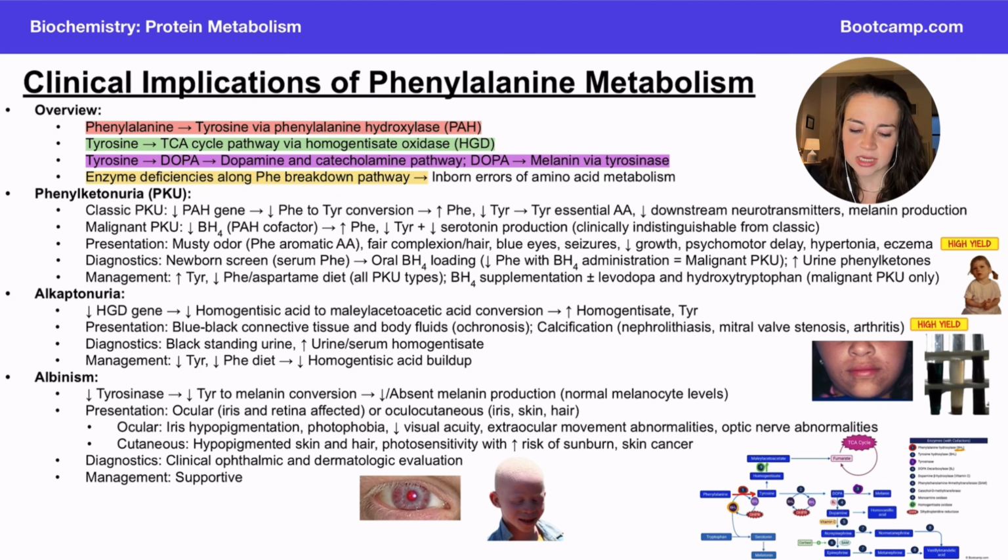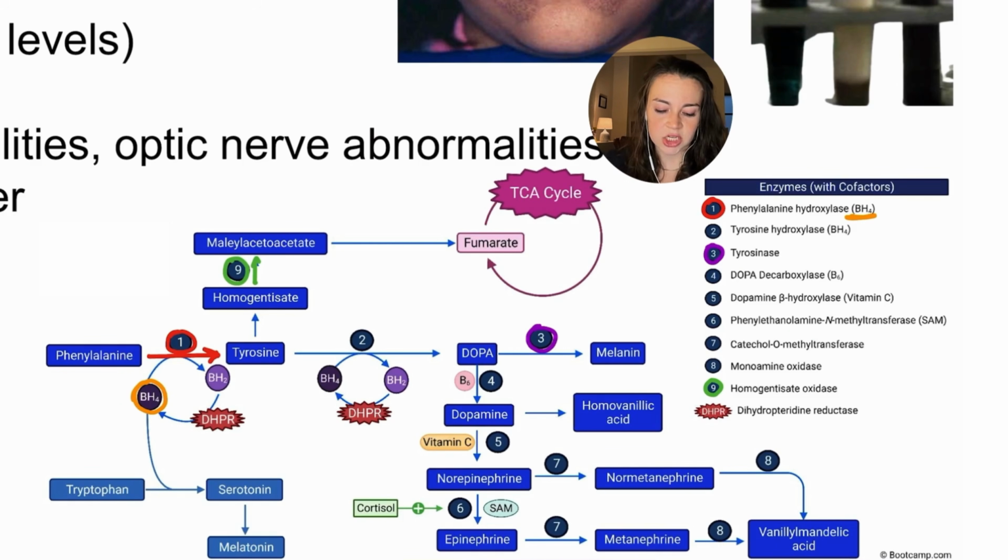Deficiencies in these enzymes can lead to various inborn errors of amino acid metabolism. And obviously the presentation is going to depend on which enzyme is involved. So let's get into it. First condition we're going to talk about is called phenylketonuria, or PKU. Phenylketonuria is a condition where the conversion step from phenylalanine to tyrosine is inhibited. And we can see the inhibition of that step in a couple of different ways.